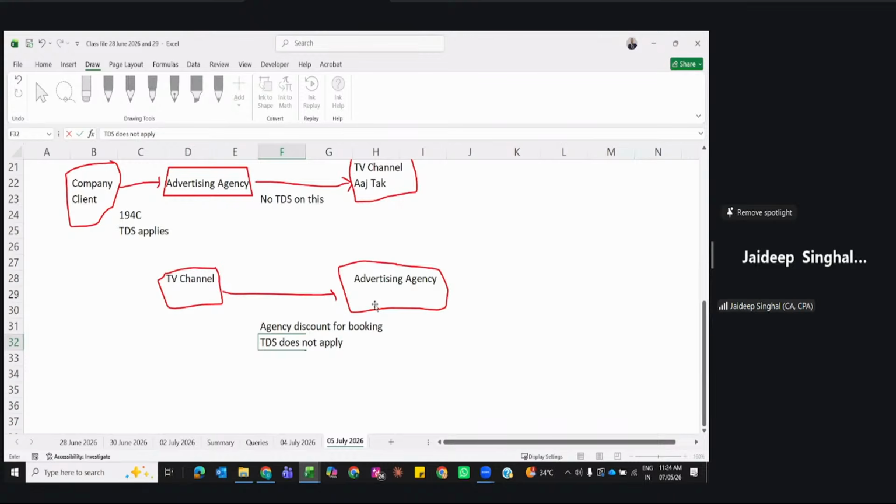Why is 194H relevant here? This discount can be in the nature of commission, but they have specified that TDS doesn't apply in these cases.